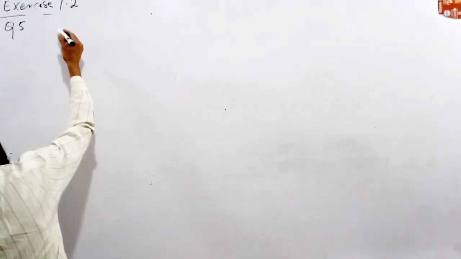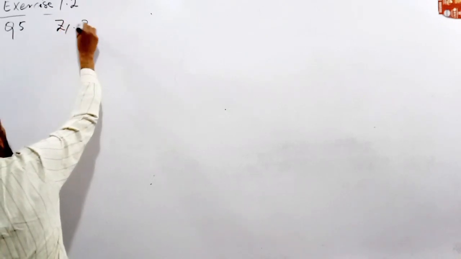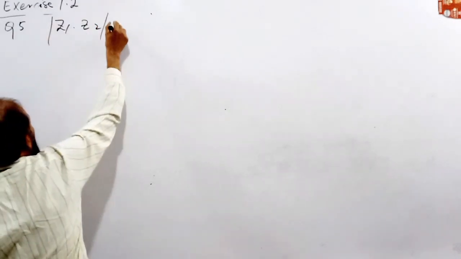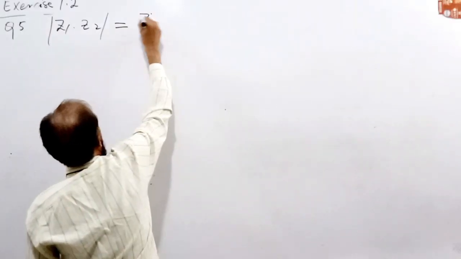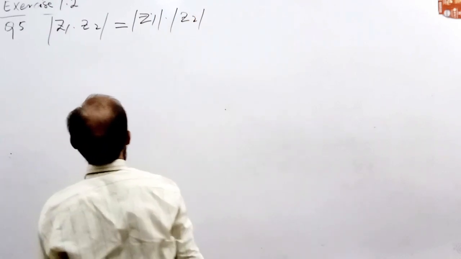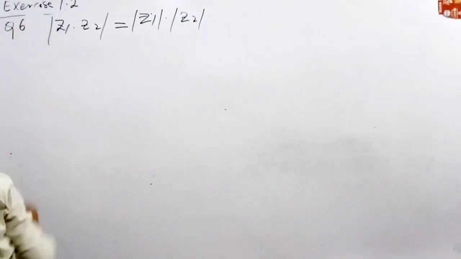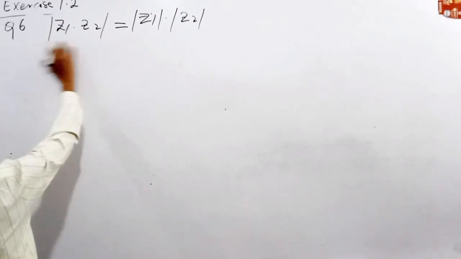For any complex numbers, show that the absolute value of z1 z2 is equal to the absolute value of z1 times the absolute value of z2. So we are taking up question number 6, the same exercise 1.2. We try to solve this question.